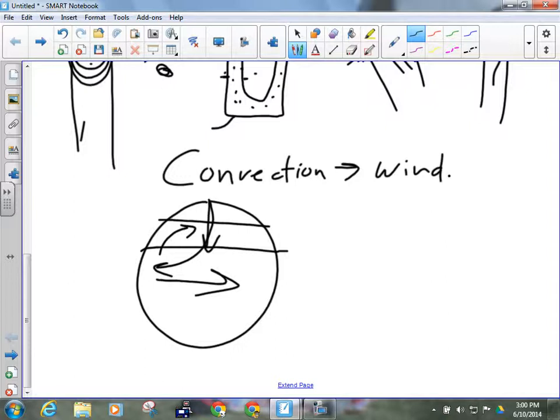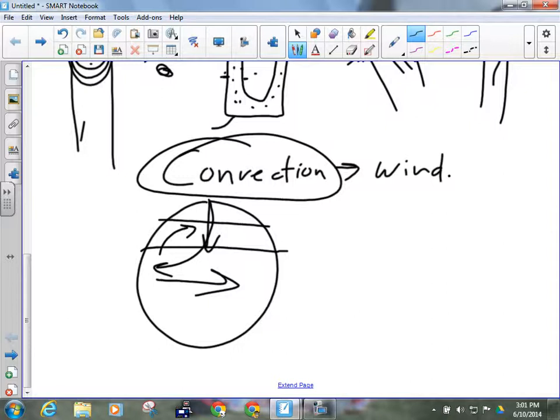That of course wouldn't occur if this isn't going on. There has to be air already moving for the rotation of the Earth to affect it. So prevailing winds are a combination of convection and the rotation of the Earth.